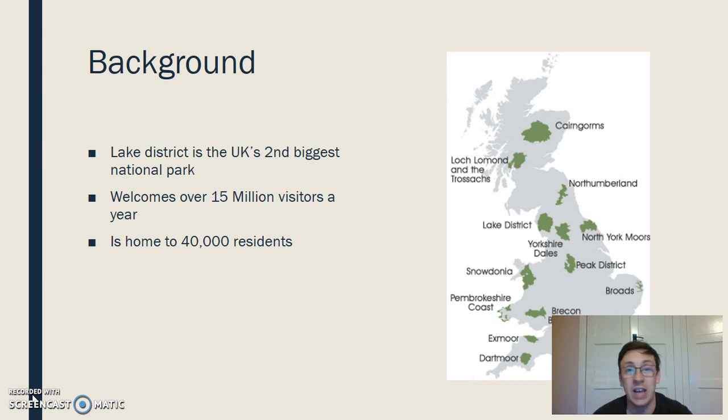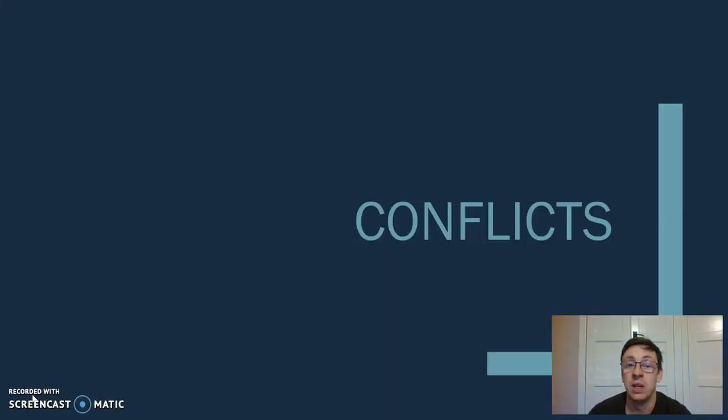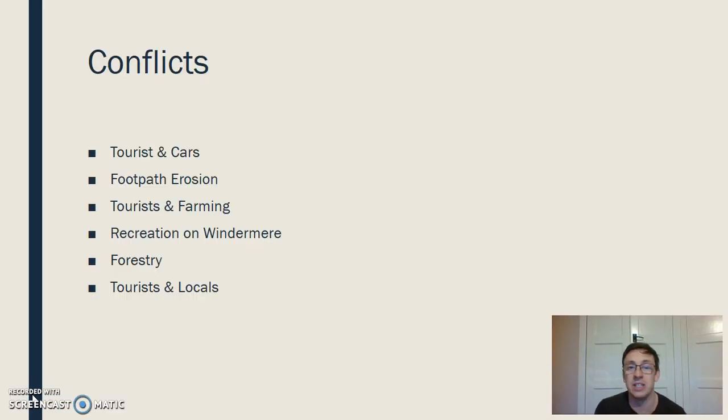So there's going to be a variety of different land uses that occur in the park, and those land uses are going to come into conflict. Now, what types of conflicts are we going to be looking at? These are the main six that we're going to be examining. We'll be looking at tourists and cars, footpath erosion, tourists and farming, recreation that occurs on Lake Windermere, forestry, and then back to tourists and how they interact with locals. And so we'll go through each of these in turn, and then we'll start to look at how some of the issues we identify are managed.